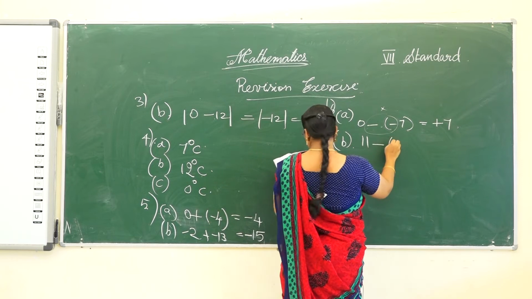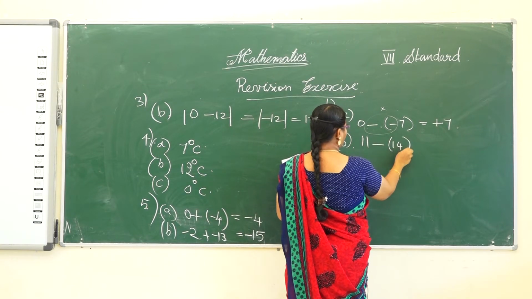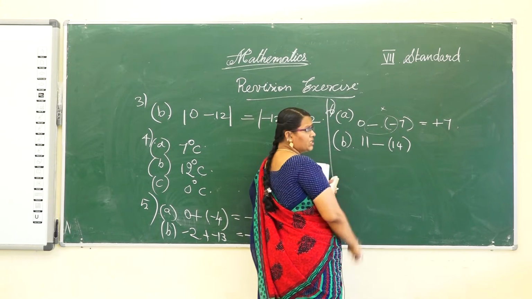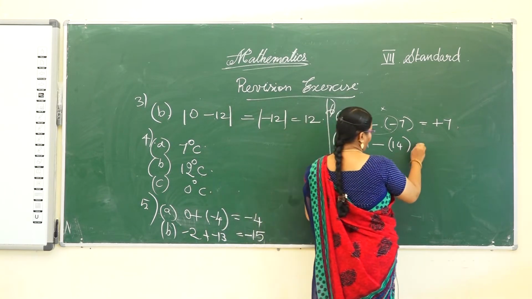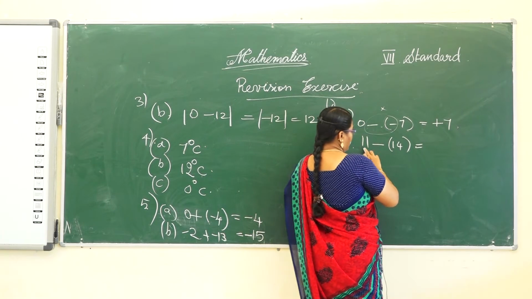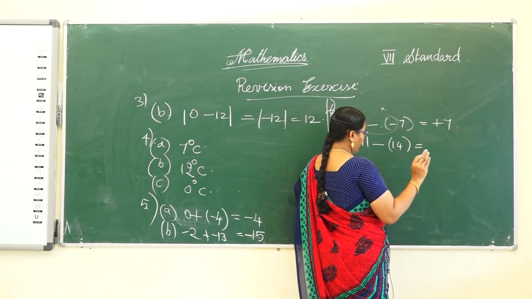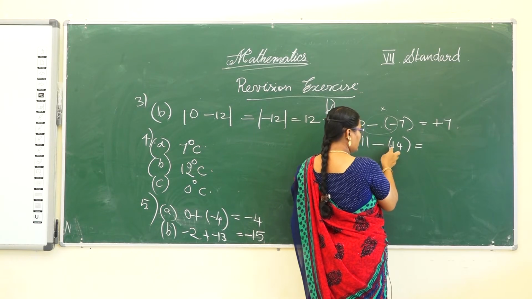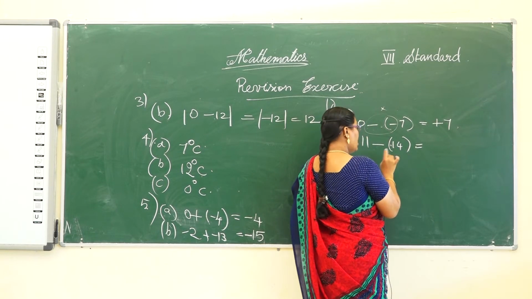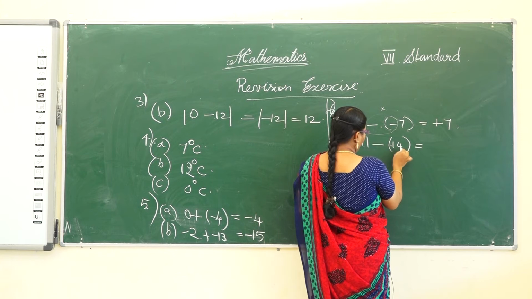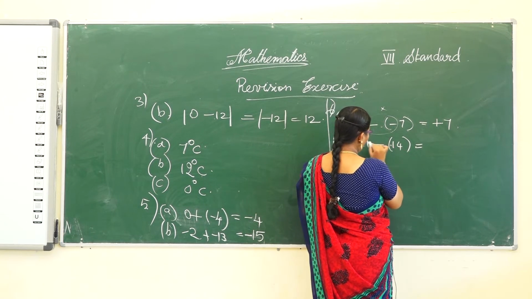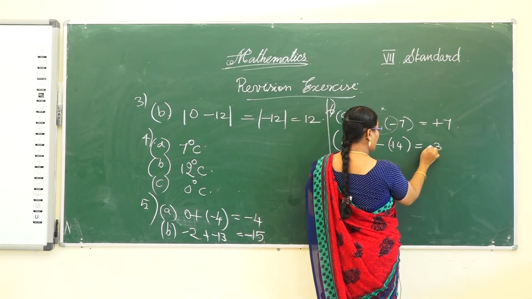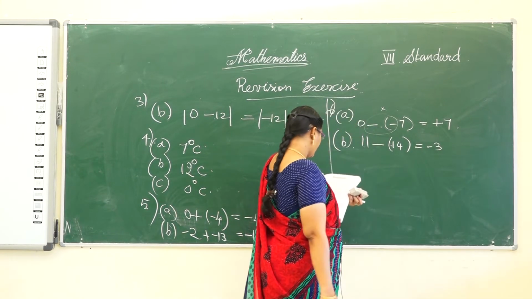And B, 11 minus 14. Two positive values with a negative operation in between is a subtraction. So simply subtract and put the greater number's sign. Here, plus into minus is minus. So subtract the values: 14 minus 11 is 3. The greater number's sign is minus. So minus 3 is the answer.